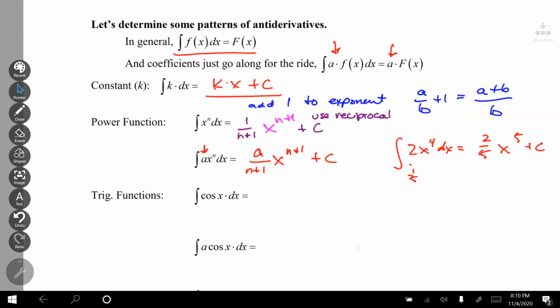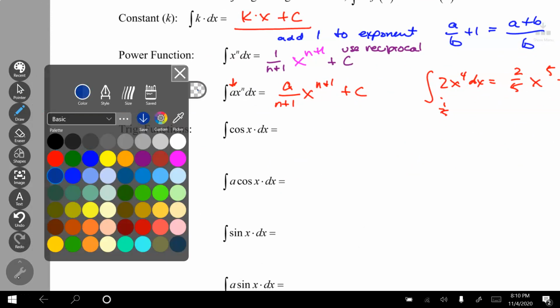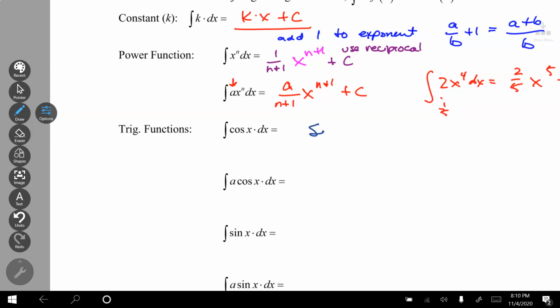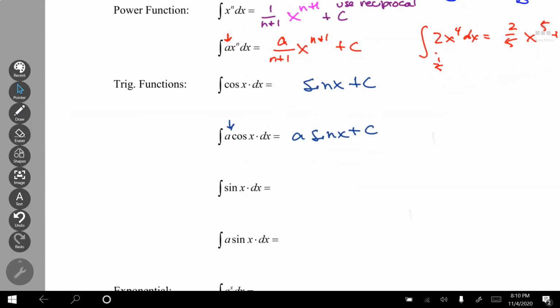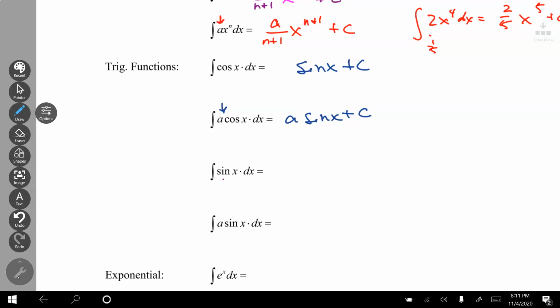Okay, let's move this up. The antiderivative of cosine is sine of x plus c, and an a up front becomes a sine of x plus c. Remember, we're working in reverse. And if I have sine, it's going to be negative cosine x plus c. And if there's an a up front, it would be negative a cosine of x plus c.